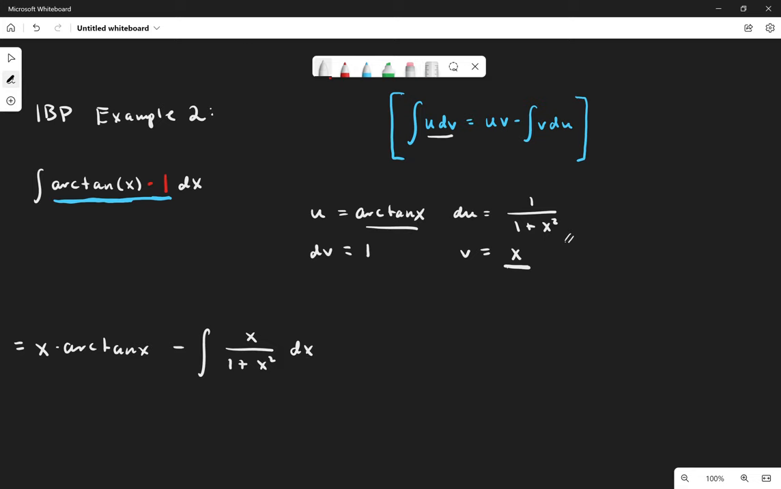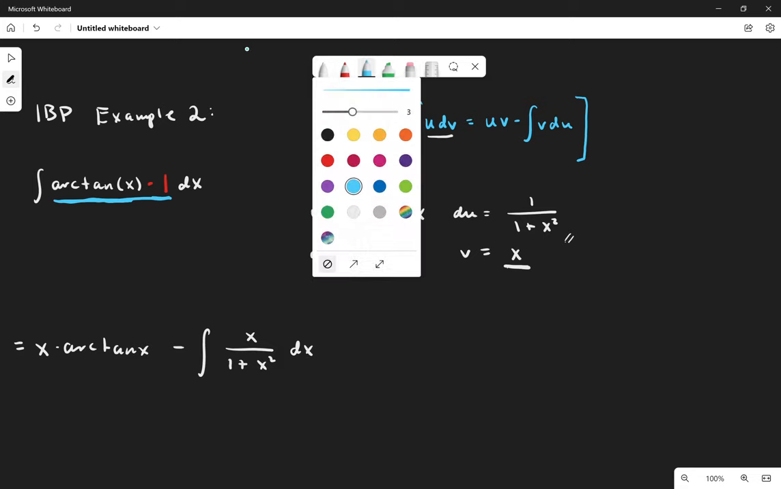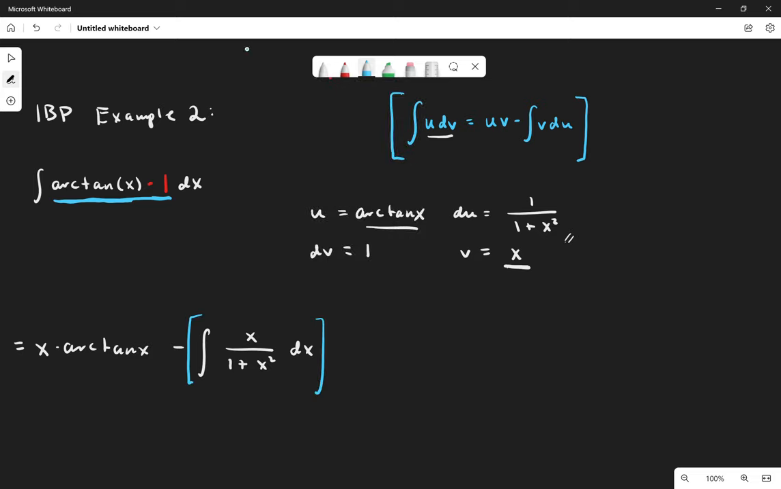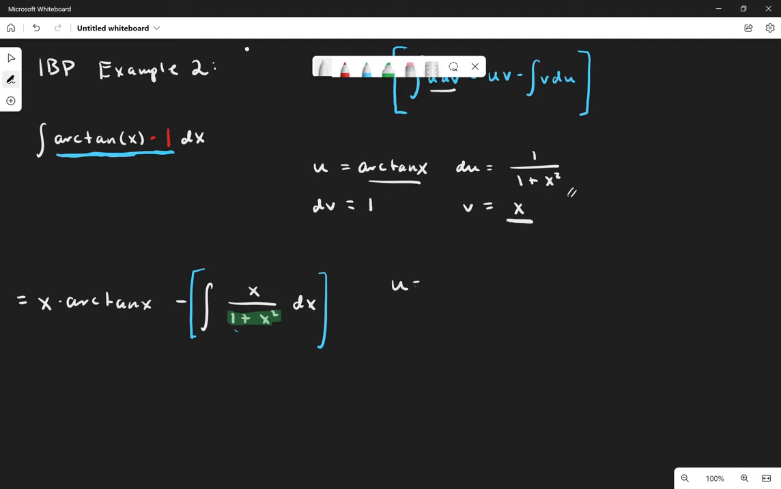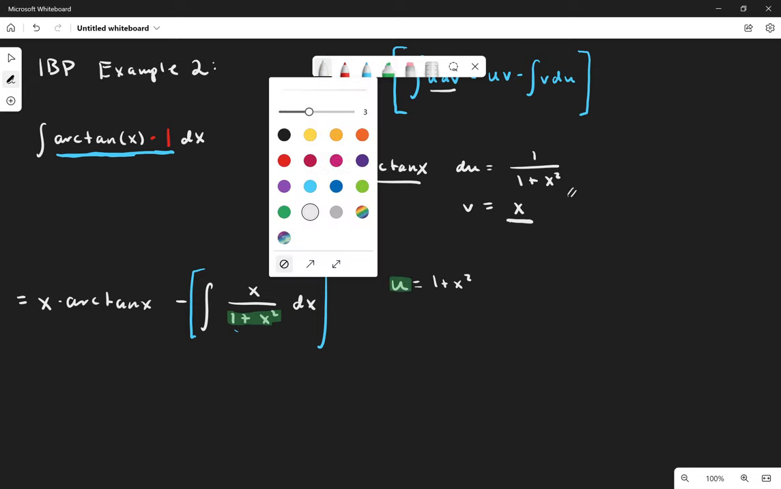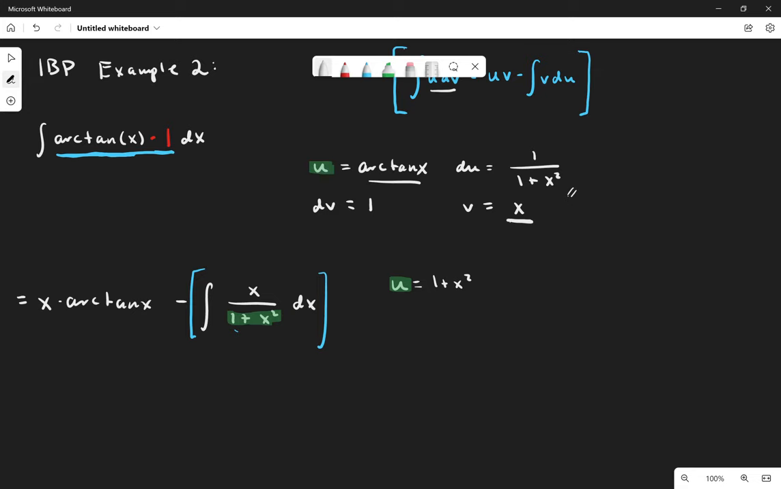Alright, so now what am I supposed to do with this integral here? Well, you may notice this actually looks like a u sub, because don't I see a function here in green, 1 plus x squared, and its derivative 2x, but I'm off by a constant, no big deal. So if I let u equal 1 plus x squared here, it's not the same u as the integration by parts u. Now I'm doing u sub. Just make sure you have that straight.